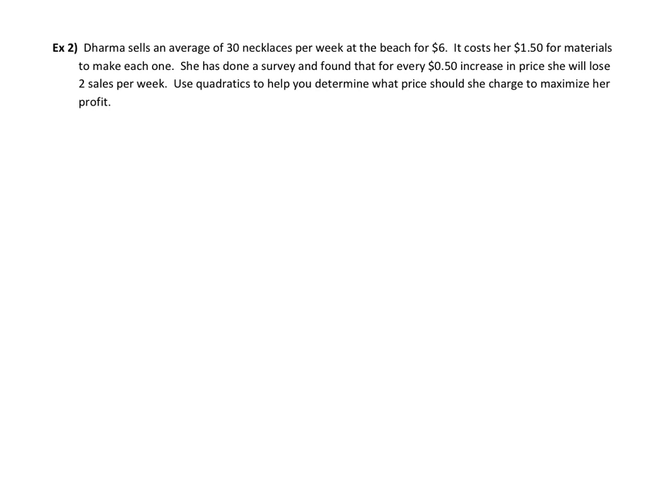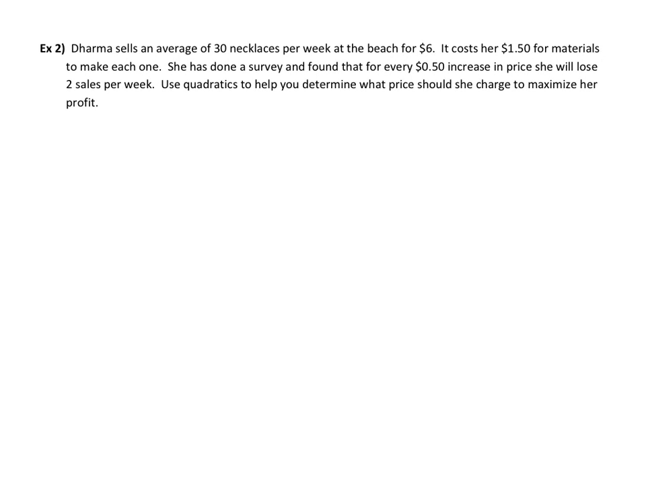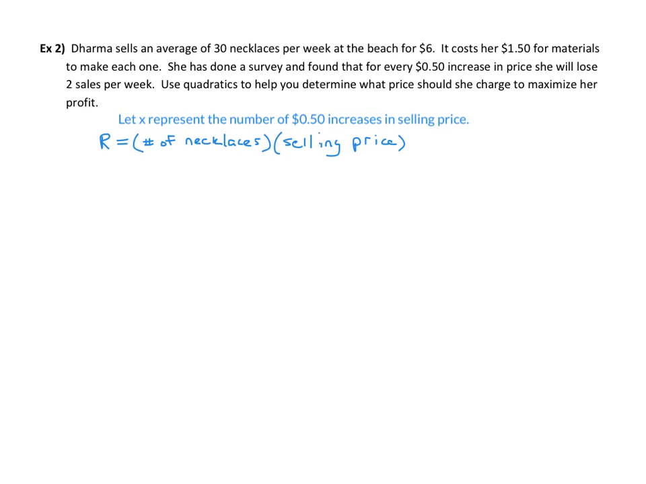So, the thing that's variable here is how many 50-cent increases we would have in our price. So I've made a let statement here to represent the number of 50-cent increases in selling price. So our revenue will be equal to the number of necklaces times the selling price. So we're starting with 30 necklaces being sold per week, and the selling price of each necklace is $6.